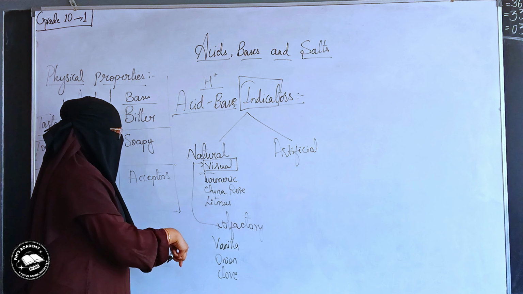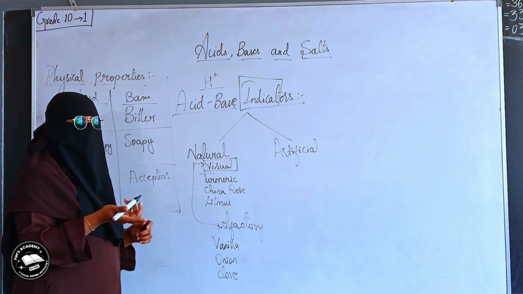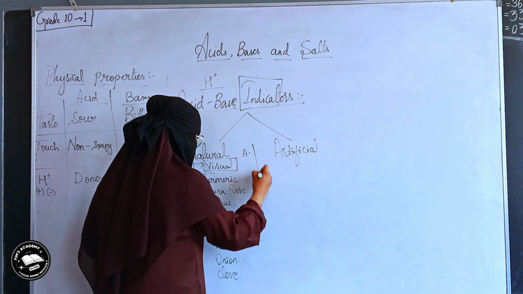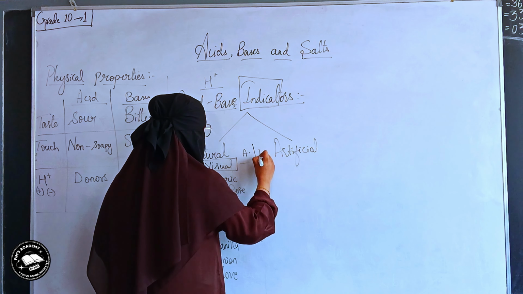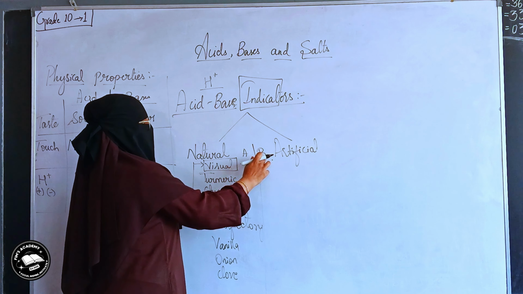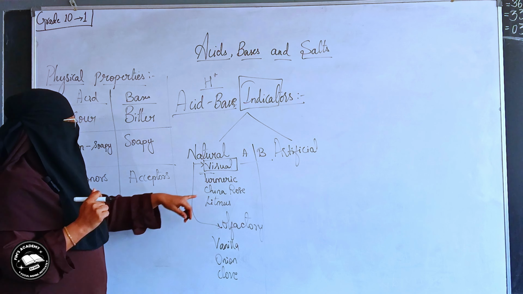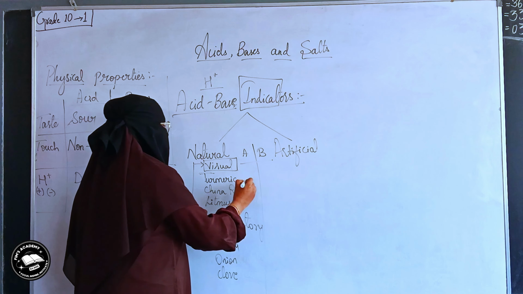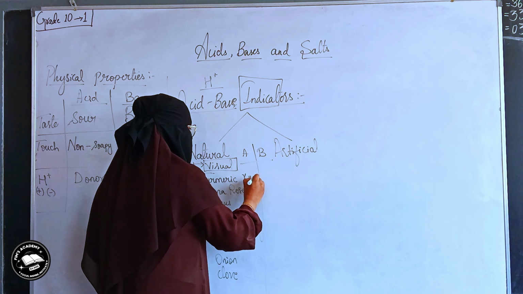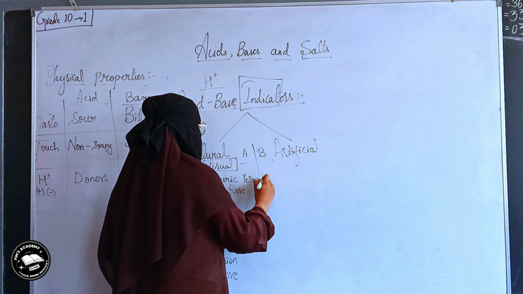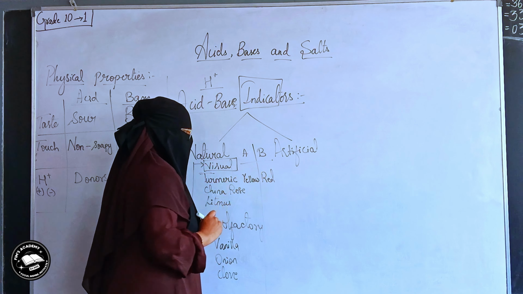Now let us see what they do to indicate whether something is acidic or basic. Let us understand it through this column. So this is an acid and this is a base over here. Whenever turmeric comes in contact with an acidic substance, it will remain yellow. It will not change its color. But whenever it comes in contact with the base, it will change its color to red.